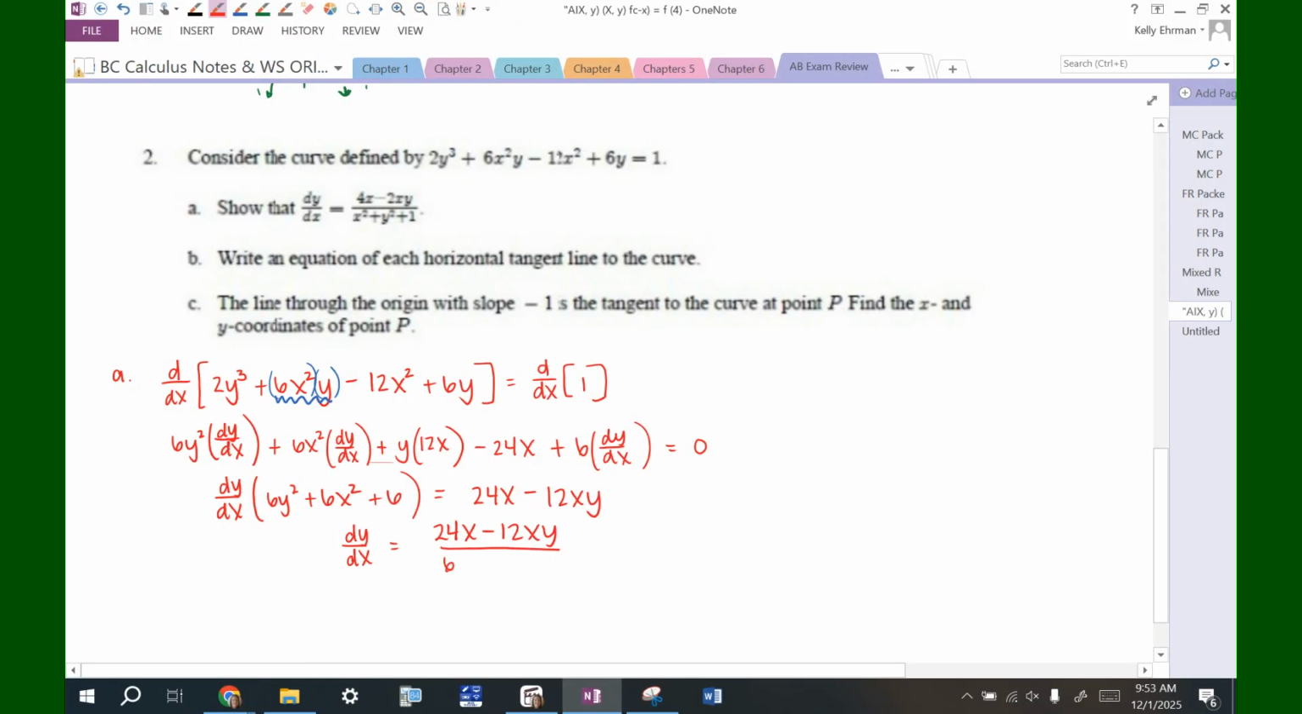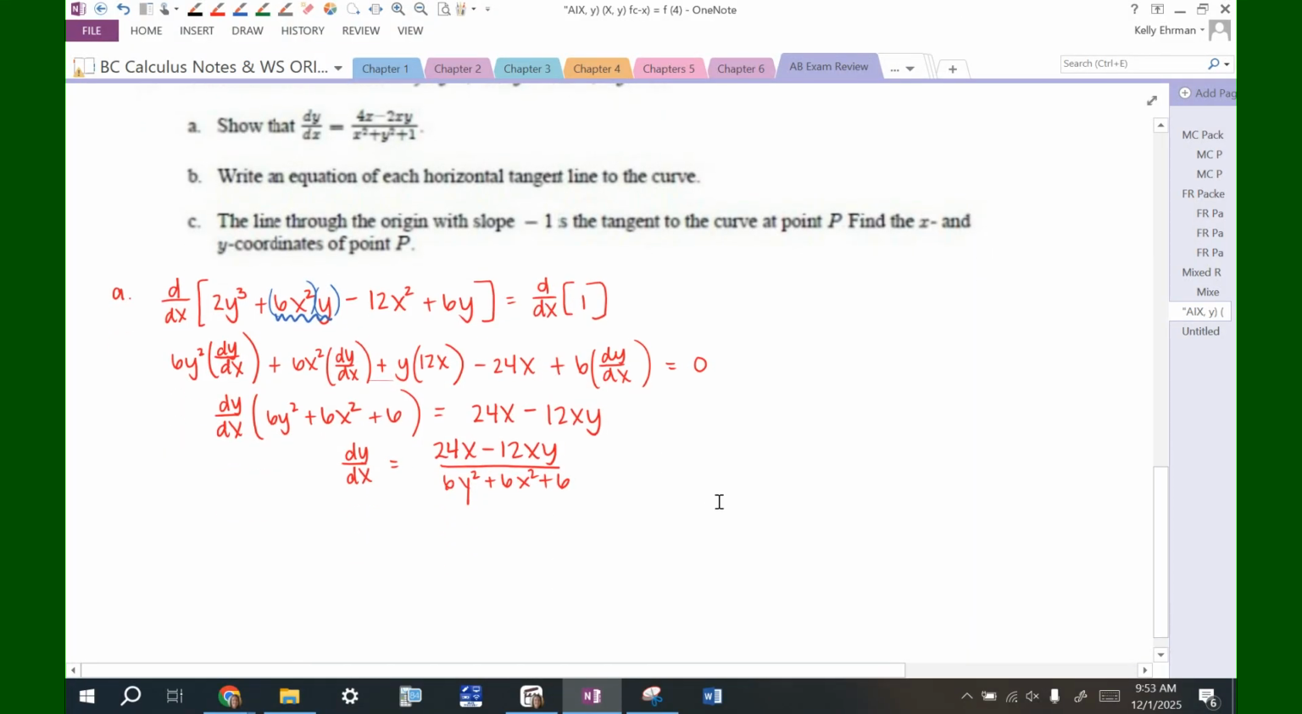Remember, you're showing that this is true, so you don't want to do too many steps at once. You know what you're supposed to get it as, so make sure you have things in the right order. I'm going to switch these two terms. I'm also going to factor a 6 out of the top and the bottom.